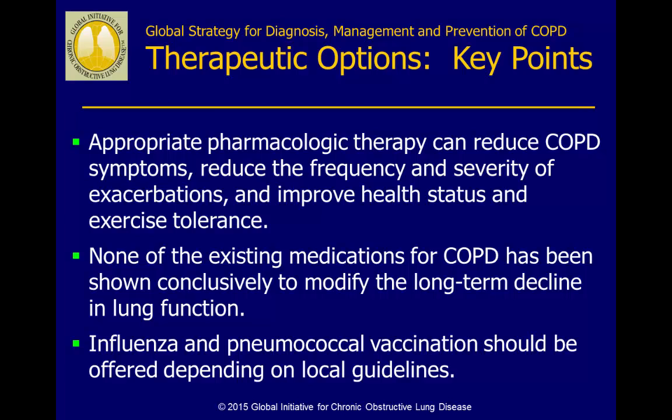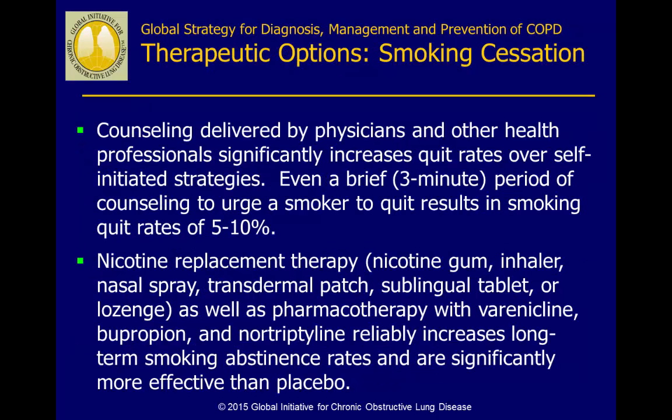Basically, what you're trying to reduce is not only the symptoms, but the frequency and severity of the exacerbations, and of course, improve the health and the exercise tolerance of the patient. Influenza and pneumococci vaccination should be offered by guideline. Counseling by healthcare professionals to increase the quit rate, and also talk to them about the urge of quitting.